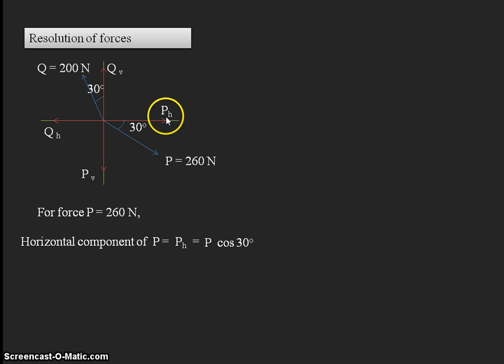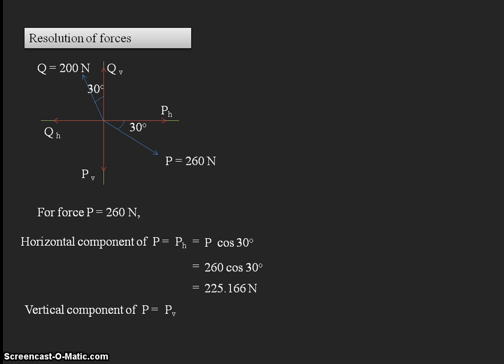Okay, now by forming right angle triangle here, we can write cos 30 is equal to PH by P. So the PH can be written as P into cos 30 degrees. Okay, so that is the horizontal component. Remember, PH can be written as P cos 30 degrees. Horizontal means here you'll get cos component, that is P cos 30 degrees. Okay, so what is the value? Whatever the value you are getting, write down the value that is related to the horizontal component of P.